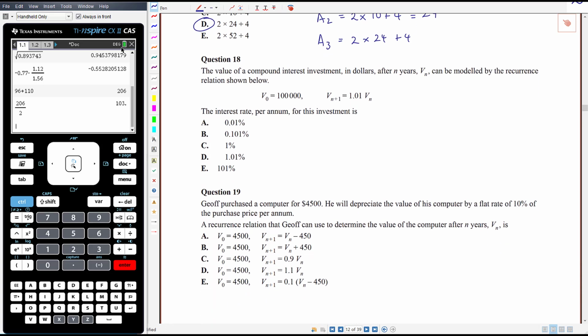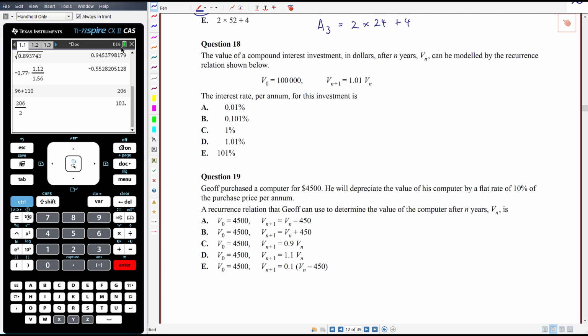Question 18. The value of a compound interest investment in dollars after n years, Vn, can be modelled by the recurrence relation shown below. So the initial value of the investment is $100,000, and to get from one year to the next, with n in years, we multiply by 1.01. If we multiply something by 1.01, we're multiplying it by 101%, which means that is a 1% increase, and it's happening per annum, so the annual interest rate would be 1%, so option C.